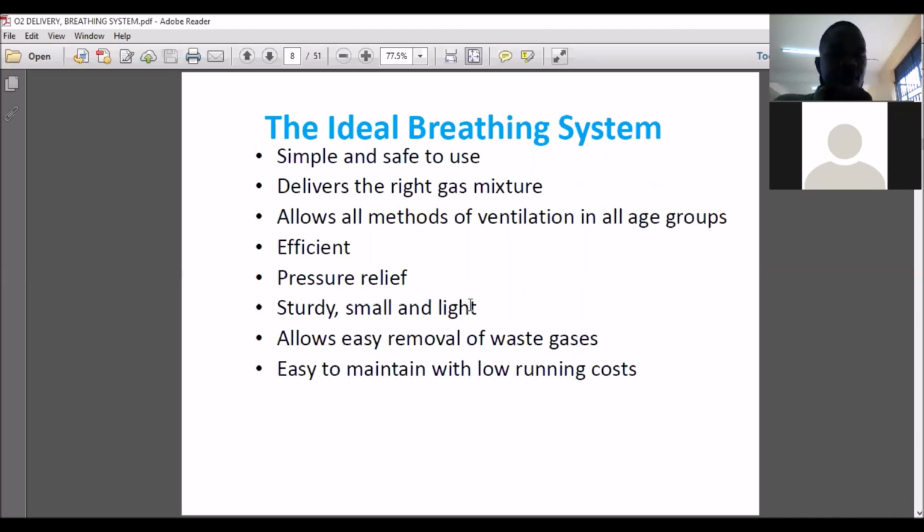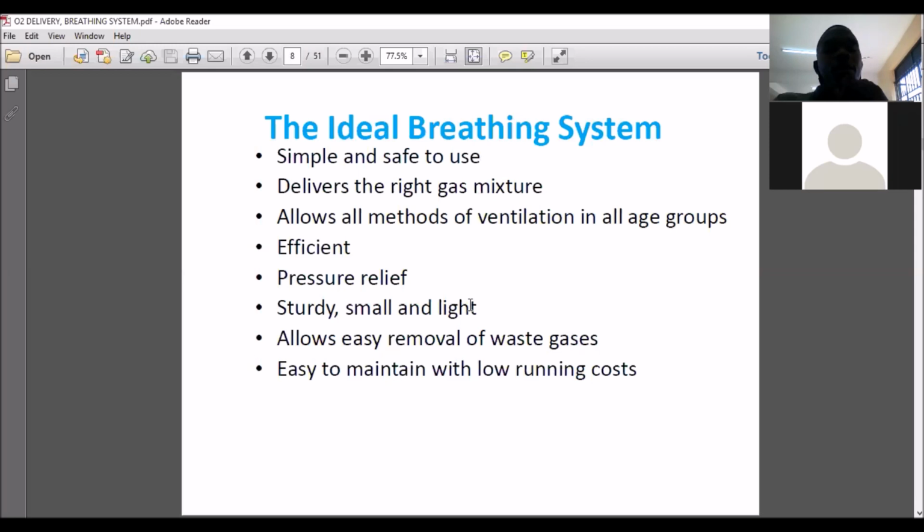Then it must allow all methods of ventilation in all age groups. You can use either a semi-closed, open or closed system, and it depends because different age groups need different systems. Like, you cannot give a baby a closed system, because in a closed system you need more force for breathing compared to semi-open, which does not need that much force. So for a baby you put a semi-open, then for an adult you can put a closed system, which is better for them.